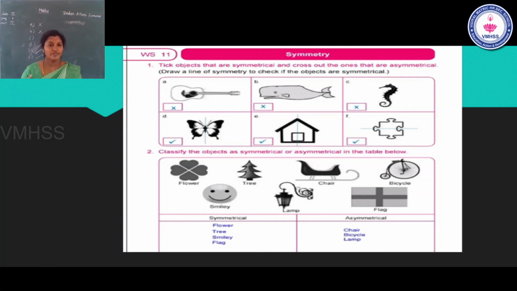Okay. So, first we recall. First one is wrong. Second is wrong. Third also wrong. So, D option is correct. This is the correct answer. And E also a symmetric picture, and F also a symmetric picture. So, I draw the last three symmetrics.